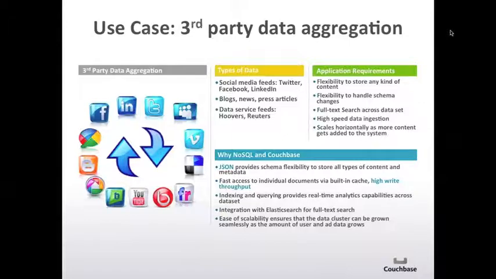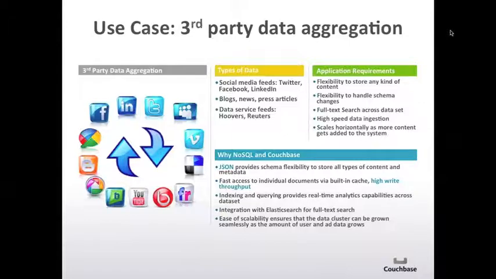With a third-party data aggregation app, the kinds of data that you see are pretty much data feeds from different sources like Twitter, Facebook, LinkedIn. You could also have data service feeds coming from Reuters, Hoovers, and so forth. This information has different schemas, and the velocity at which these feeds or streams of data come in is very high. So the application requirements translate to the ability to store any kind of content that potentially has a different schema, and the ability to do full text search across your data set.